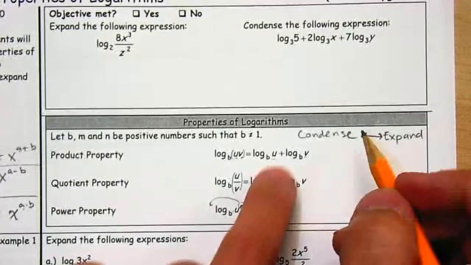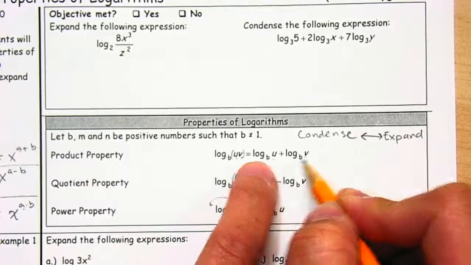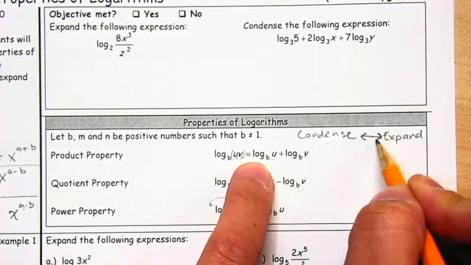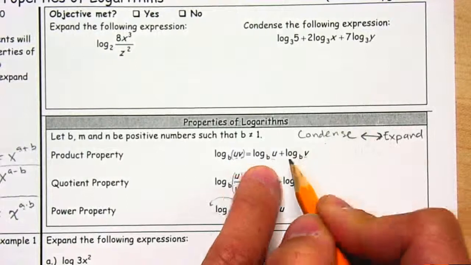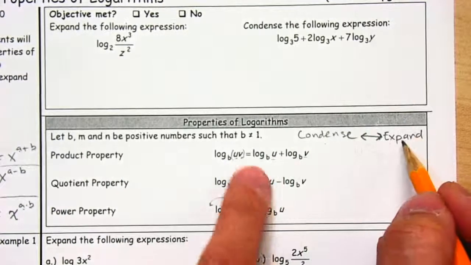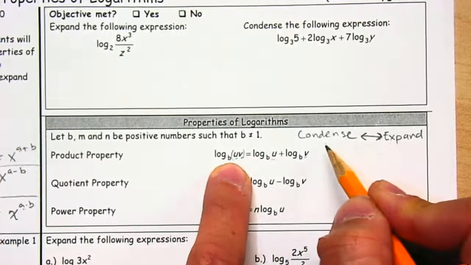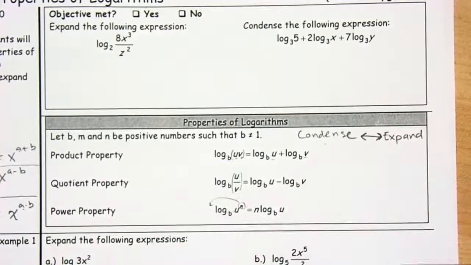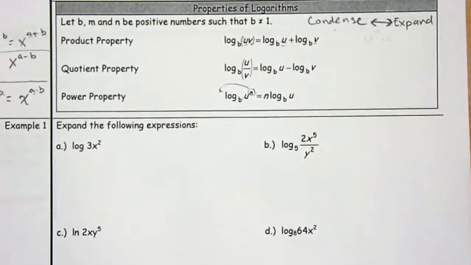So here, if I ever want to go from one log into multiple logs, that's called expanding. So that's going to the right, right? It's going from one log into multiple logs. We're expanding it to make it longer. Then there's the other direction. If I go from multiple logs and I want to turn it into just a single log by simplifying it, it's called condensing. So let's just see how these work out, and we're going to apply these properties on here.